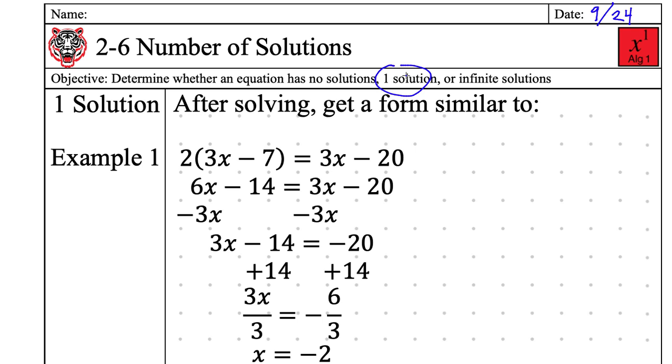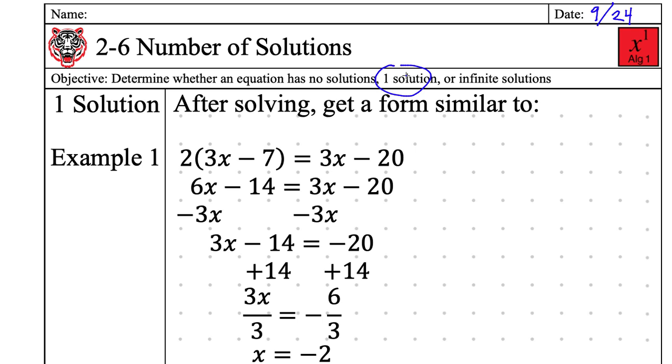And you need to be able to tell me by the end of class, not what the answer is, but if it's one solution, no solutions, or infinite solutions. I don't even care if the answer was x equals 2 or x equals -2 in this case. I care whether there's one solution, no solutions, or infinite solutions. All right, so let's begin the notes.